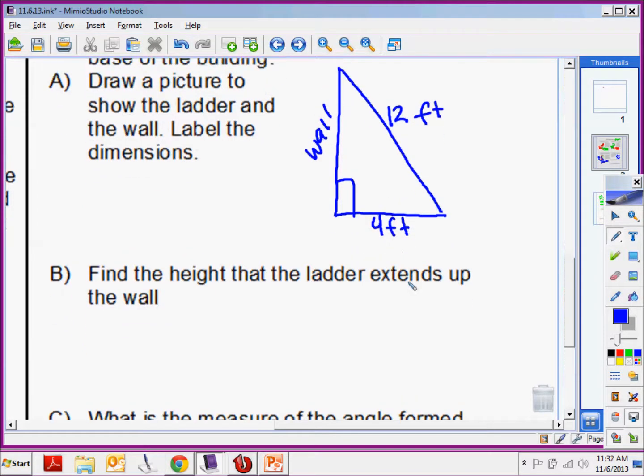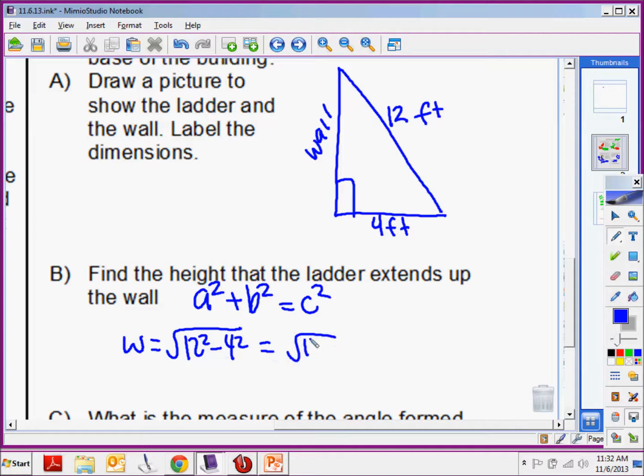Well, I know two of my sides, so how do I find the height? Pythagorean theorem. So the wall will equal the square root of, which equals the square root of 128, right? All right.